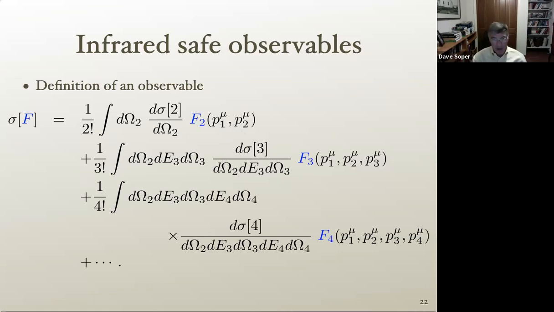Or if you have 3 partons, then it's the cross-section to make the 3 partons. So I've added a new variable, dE3 d omega 3, and some function F3 that's a function of P1, P2, P3. And similarly for 4 partons, there's F4 of P1, P2, P3, P4. So that would be for any observable you might want to look at, as long as I can think of it at the parton level.